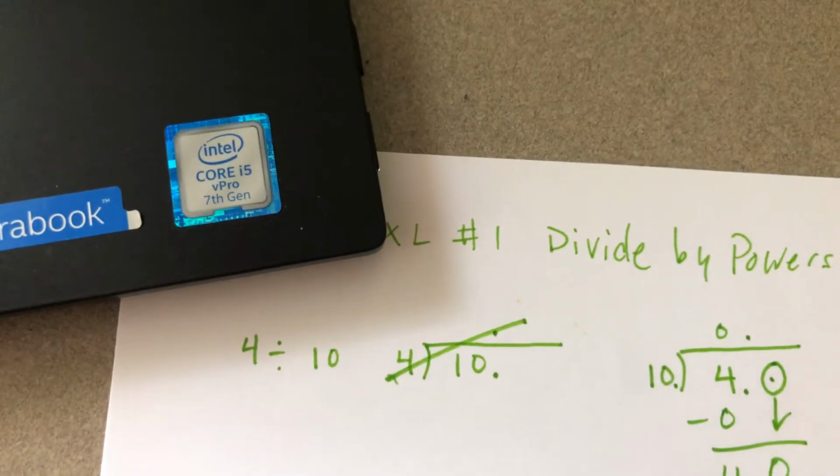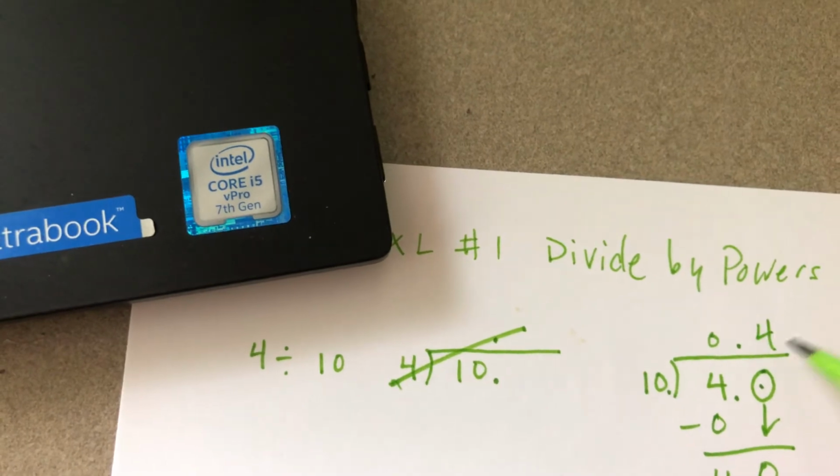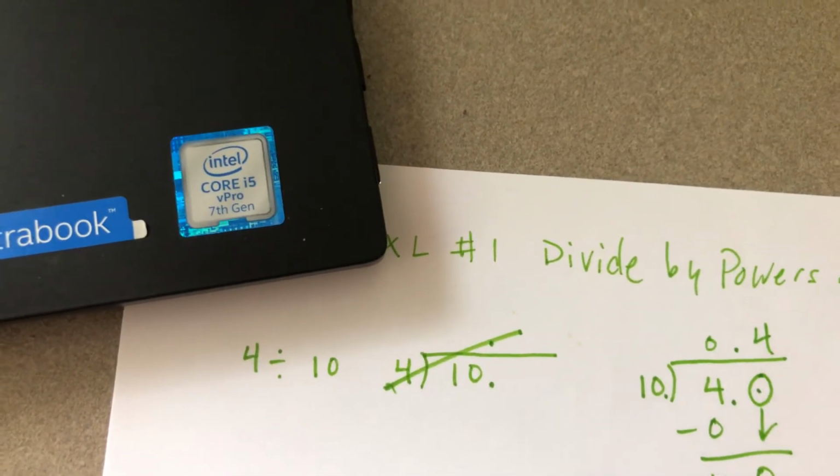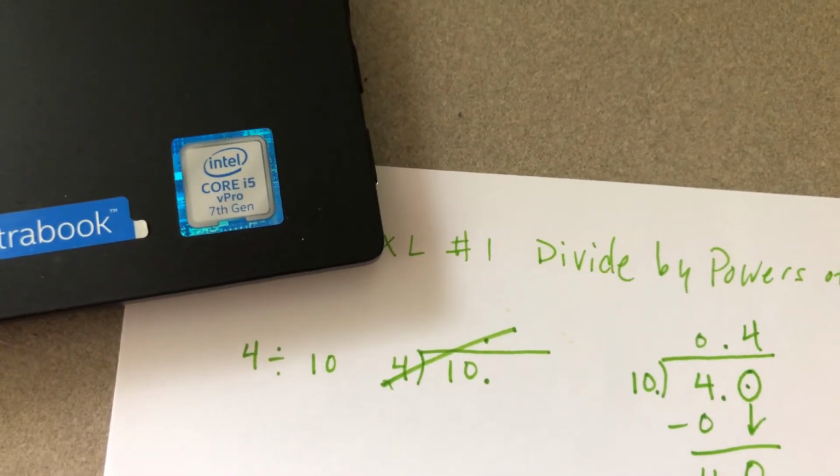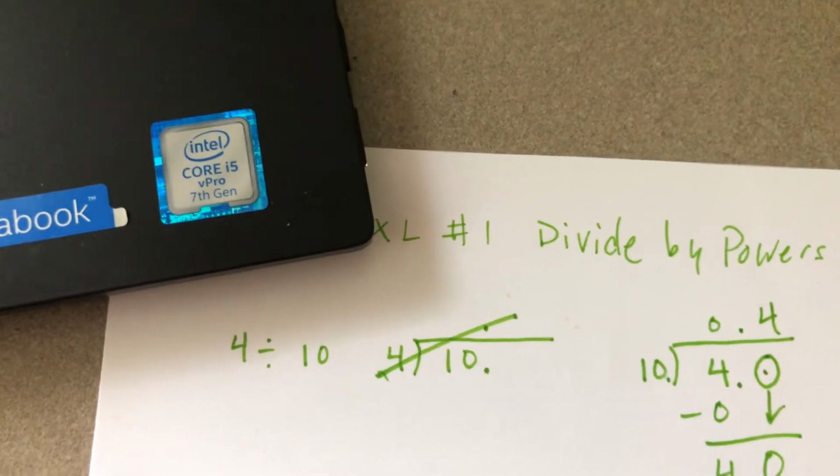Okay, how many groups of 10 go into 40? 4 groups of 10 go into 40. 4 times 10 is 40. Subtract, and we're left with 0 as a remainder.